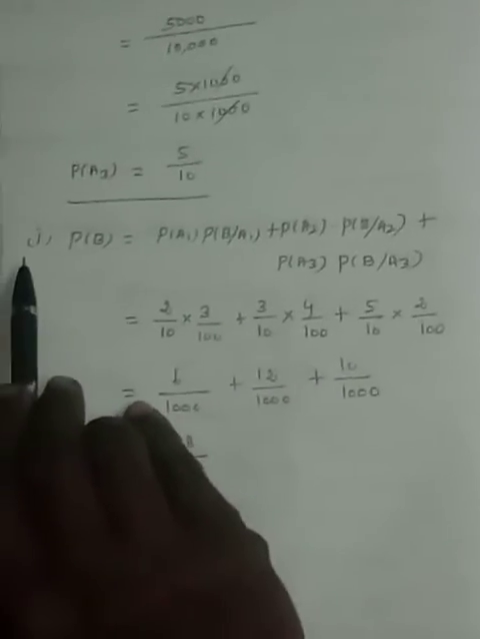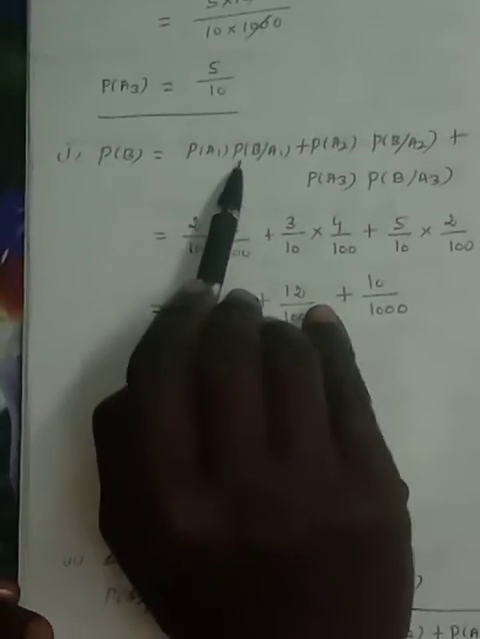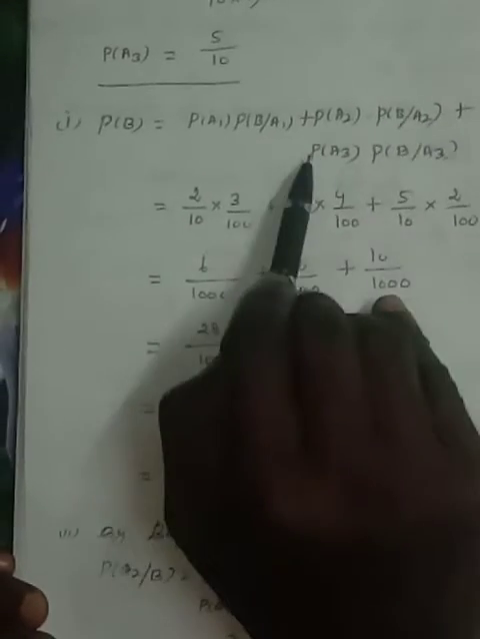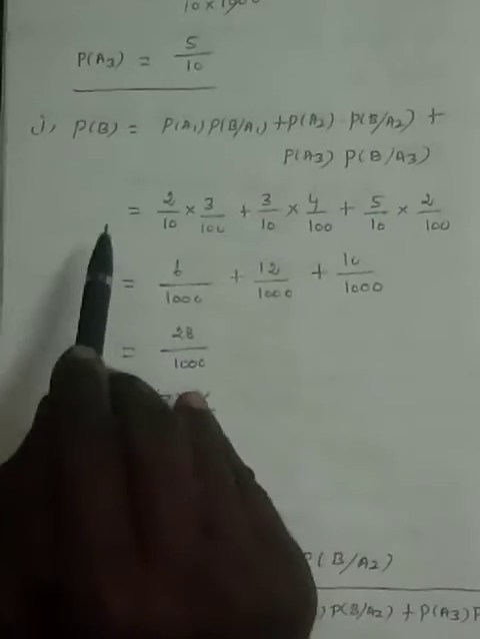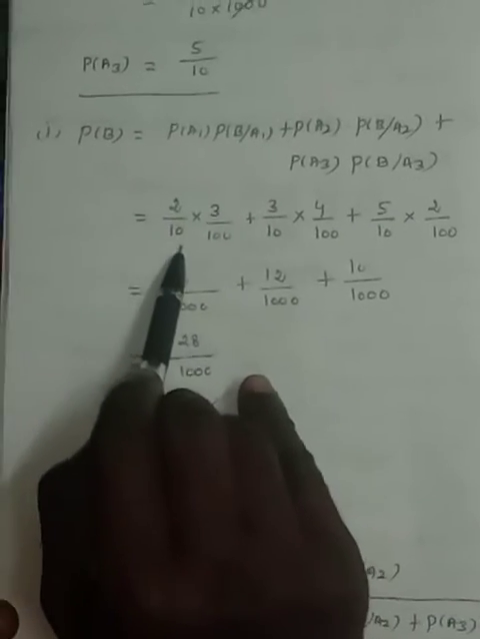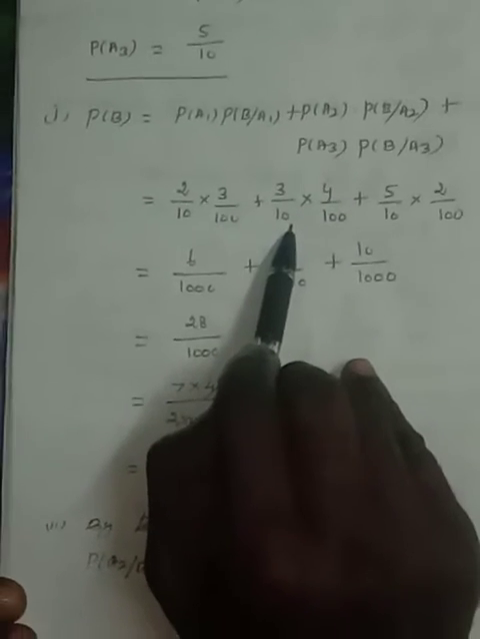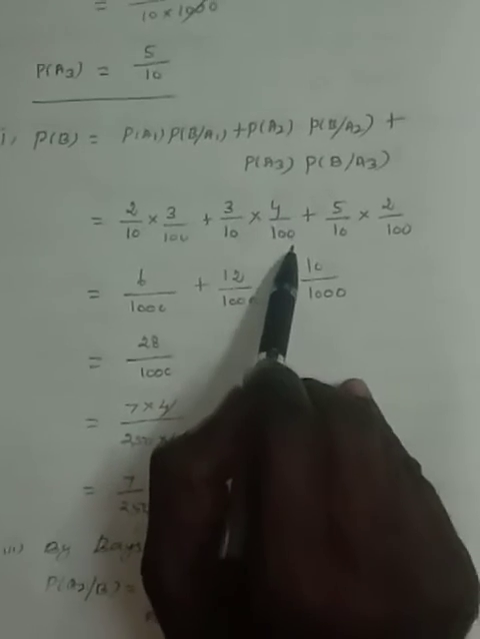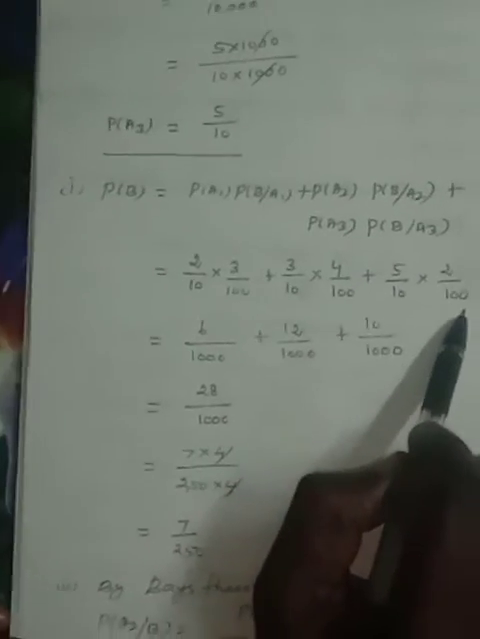Question number 1. Total probability P of B is equal to P of A1 into P of B by A1 plus P of A2 into P of B by A2 plus P of A3 into P of B by A3, is equal to P of A1 is 2 by 10 into 3 by 100, plus 3 by 10, P of A2, into P of B by A2 is 4 by 100, plus P of A3 is 5 by 10 into P of B by A3 is 2 divided by 100.